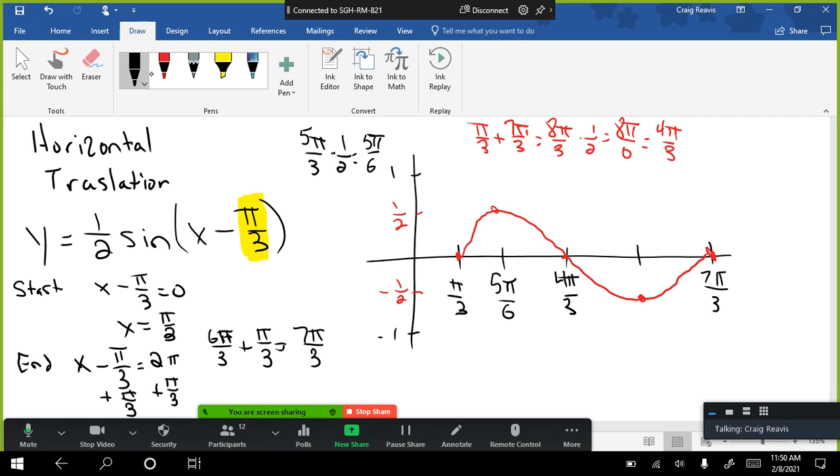And then these two, I add these two. What's 4 pi over 3 plus 7 pi over 3? That's 11 pi over 3. To find the average, I divide by 2 or multiply by 1/2, and I get 11 pi over 6. And there we go.